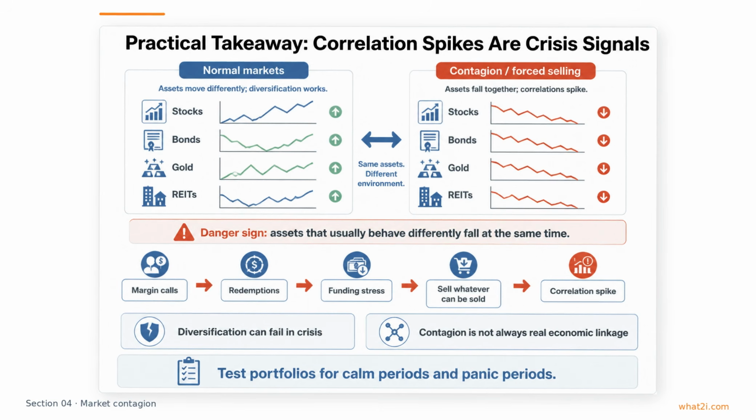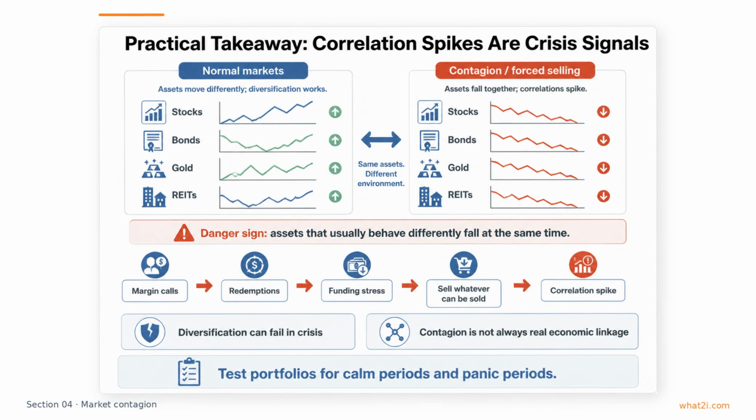It is also important not to label every synchronized sell-off as contagion without asking whether a real economic link explains it. Watch for signs such as margin calls, fund redemptions, and funding stress, because those often signal forced selling. Correlation spikes during crises should be treated as warning signals, not as permanent new laws of the market. Good risk management tests portfolios for both calm periods and panic periods.